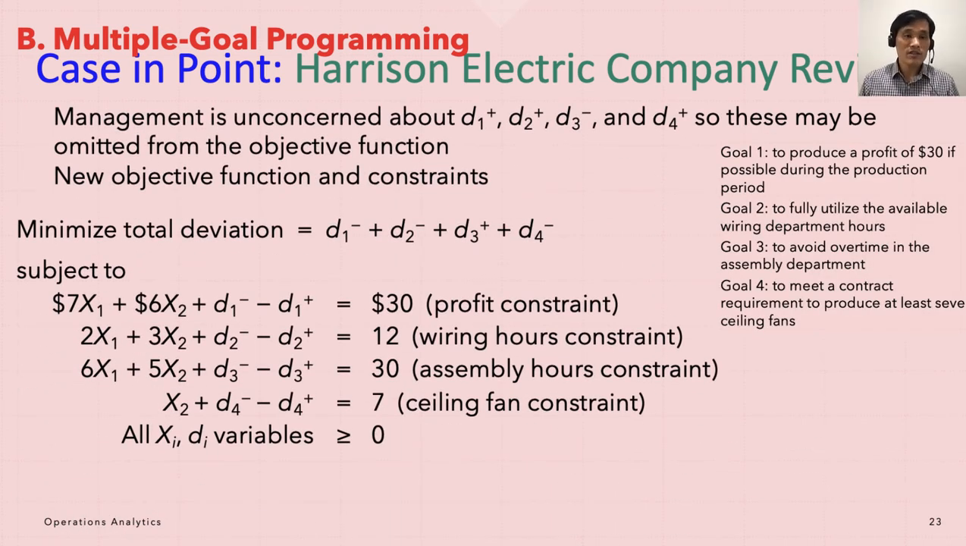So then let's set up the problem. So now we are going to minimize the total deviation. The reason is because D1 plus is producing a profit of $30. You don't care about it as much. As long as you meet the $30 profit level, you are happy. You are not concerned about overachievement of your profit level.